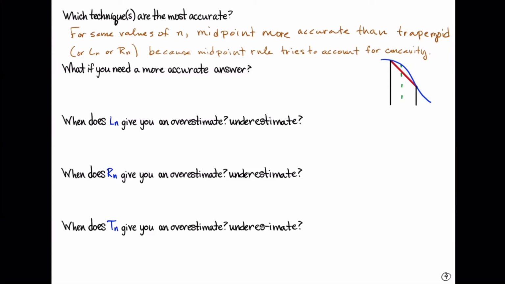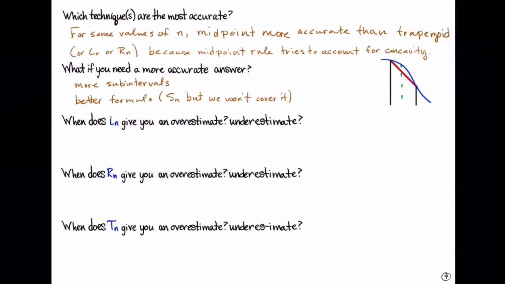If you need a more accurate answer, well, we could do more subintervals. That would always give you a better approximation. You could also use a better formula. There is one called Simpson's rule, which uses parabolas to approximate the rectangles or the area under the curve, but we don't cover Simpson's rule, and I mainly just mentioned it to tell you we don't cover it.